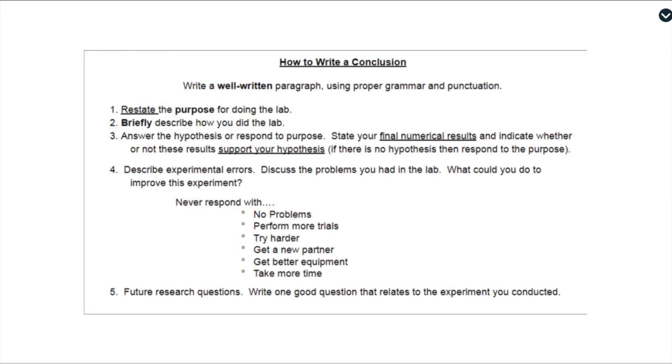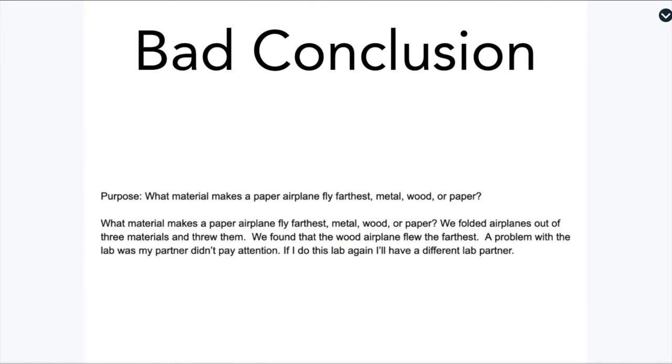All right, let's go ahead. On the next page, you will see examples of a bad conclusion versus a good conclusion. So let's do a bad conclusion for our paper airplane. This would not get you a very good grade. So the purpose: what material makes a paper airplane fly farthest? Metal, wood, or paper?